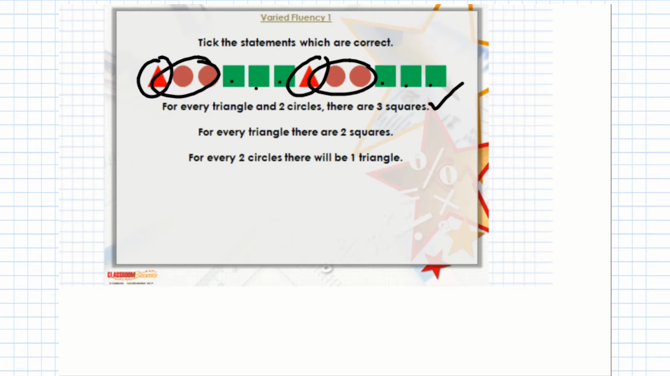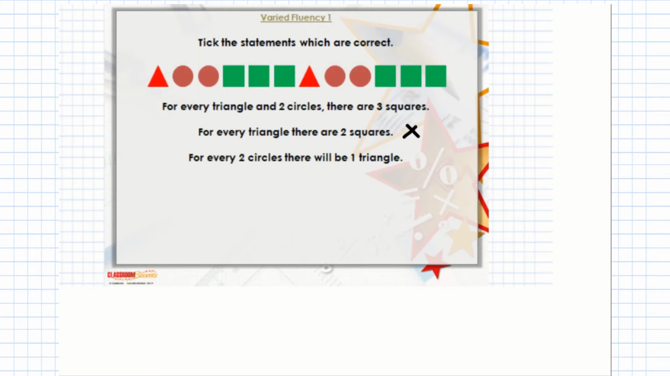That's definitely not correct. We've just checked that one. For every 2 circles, there will be 1 triangle. So that is correct.